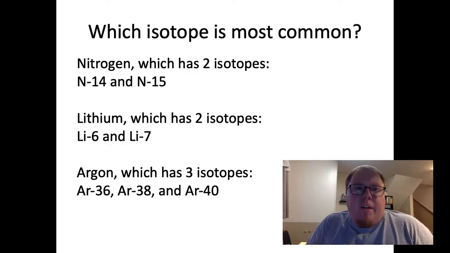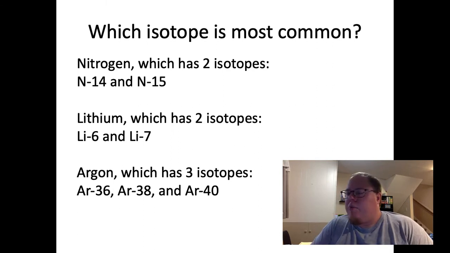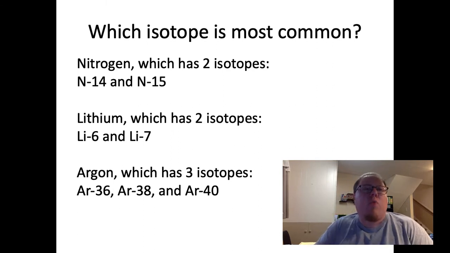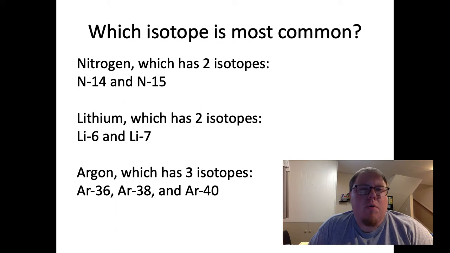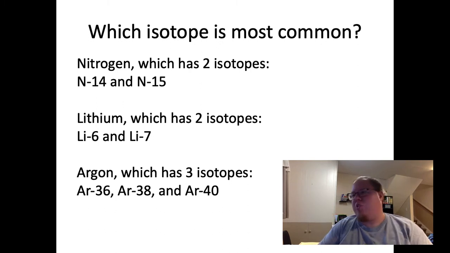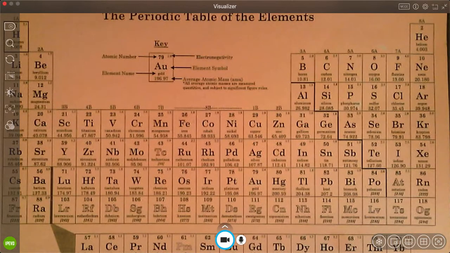Now, last but not least, sometimes I ask, looking at the periodic table, you can actually tell which isotope is actually going to be more common in a sample. So let me show you what I mean by this. I've got 3 elements here, and I've also listed how many isotopes they have, what they are. Okay? Now, here's a copy of the periodic table of elements.